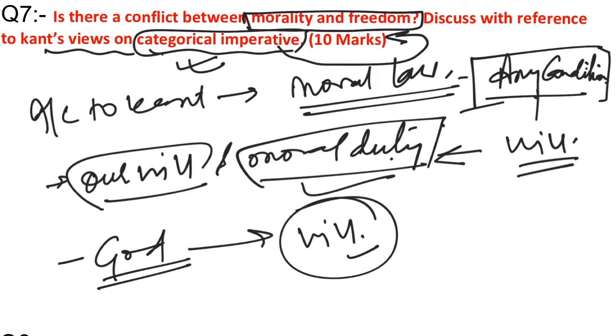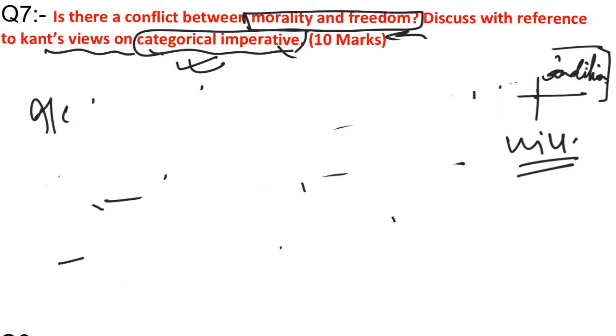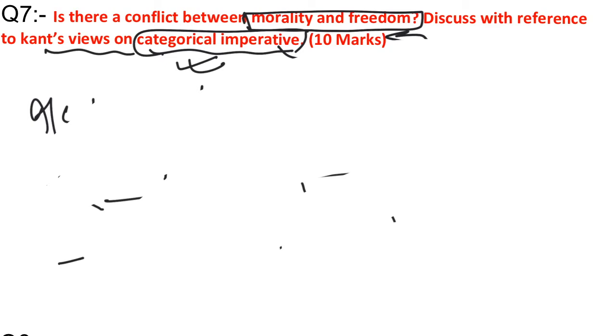After that, you will have to talk about whether there is a conflict or not. Then you can argue this conflict is more apparent than real. Yes, you will have to agree that there is a conflict, but that conflict is not real, and you will have to give the reason for that. Then you can say that the conflict is apparent rather than real because of the following reasons.